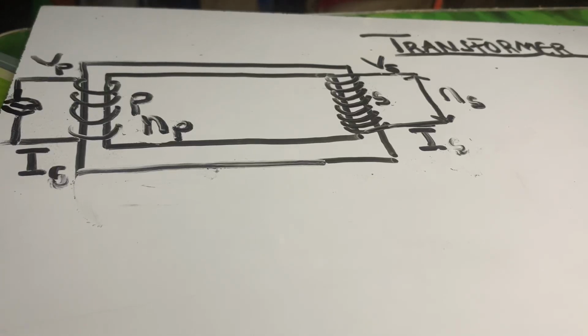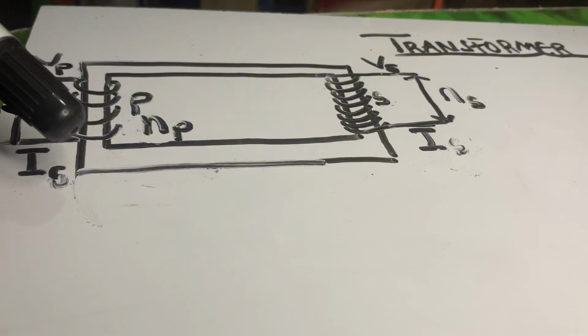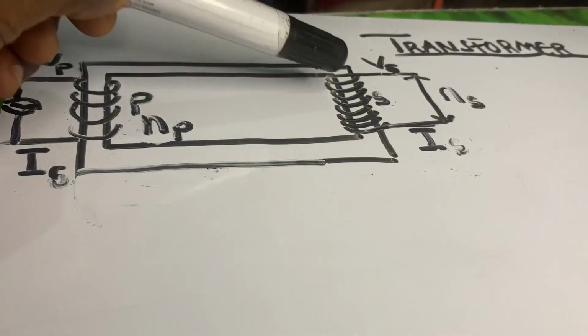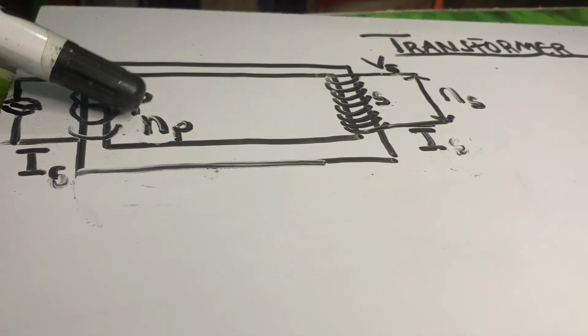Hello folks, today we are looking at transformers. A transformer is basically a device that is used to increase or decrease alternating voltage. So we say a transformer is used to step up or step down an alternating voltage. A transformer is composed of two parts, a primary coil and a secondary coil.